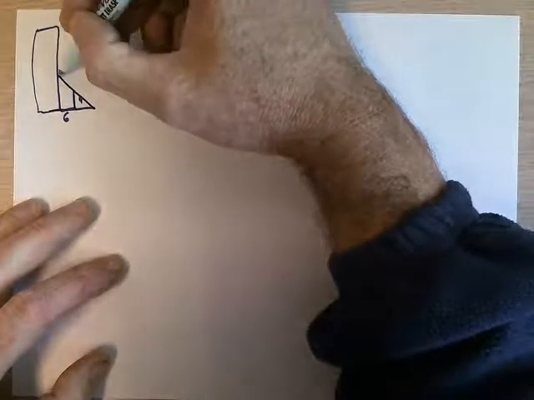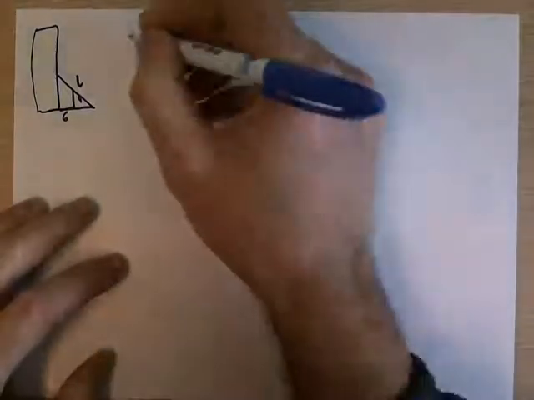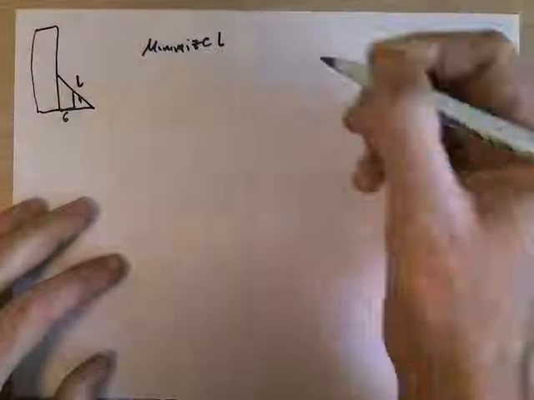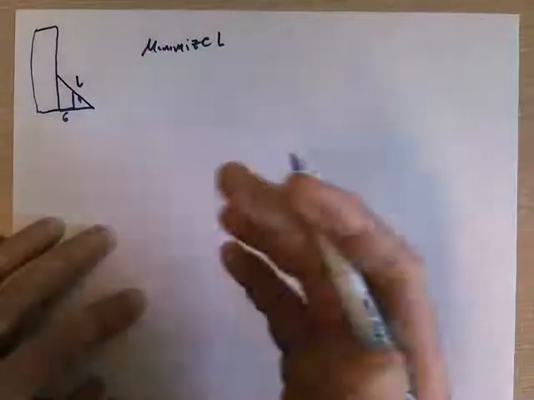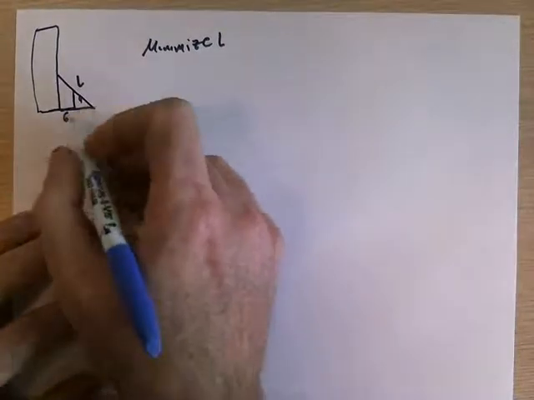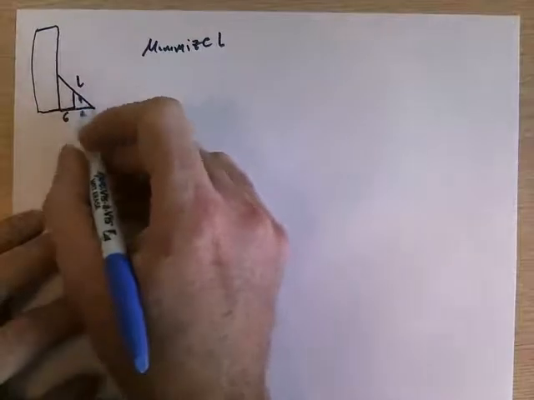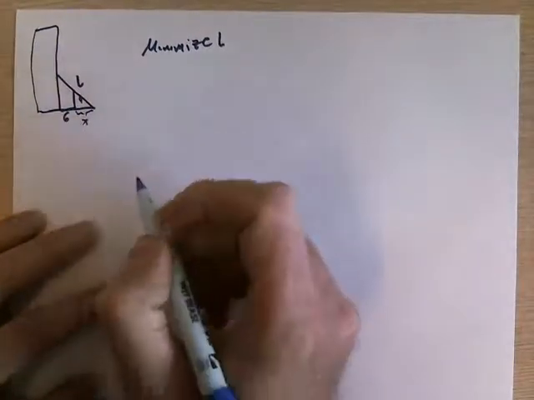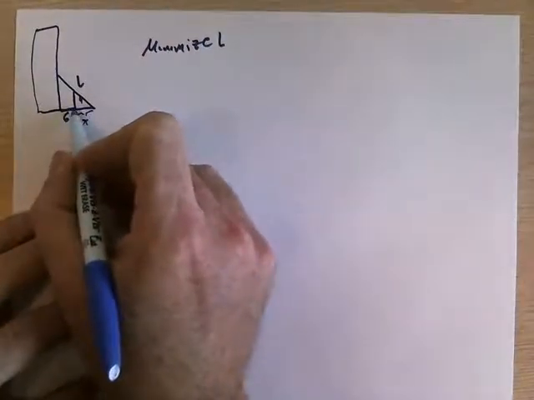So the question is, what's the shortest length ladder? So let's call that length L, right? I want to minimize L. Well, in order to minimize L, I've got to figure out all the possible things I can do. And so I need to pick a variable that describes the different ladder positions. So I think what I want to do is call this length here X. So that would be the distance away the base of the ladder is from the fence.